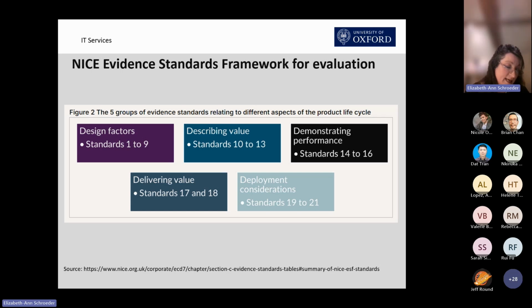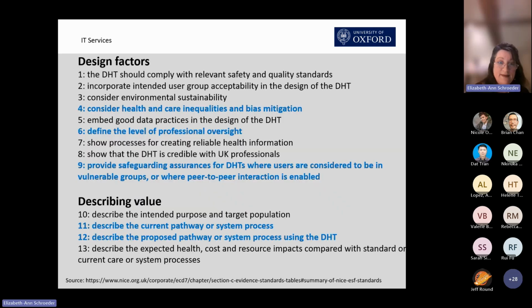So the framework for DHI evaluation has 5 categories covering all aspects of the product life cycle that together include 21 factors. They look at design, product value, evidence of performance, value for money, and implementation or deployment. There are 21 factors that I list across the next 2 slides, and I won't read them all.